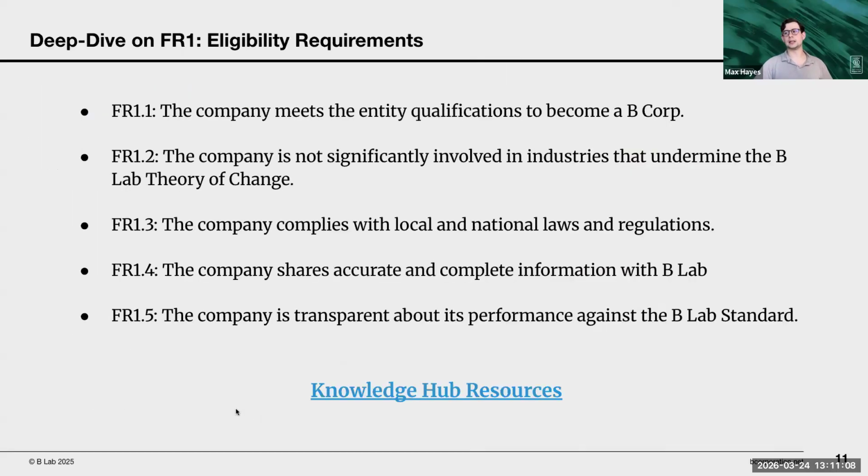But first, I want to go back to the eligibility requirements and really get clear on how we know if my business is even eligible for B Corp certification. So really, these are the 5 requirements that make up FR1, or that eligibility piece. The first one is that the company meets the entity qualifications to become a B Corp. I'll show you all what this looks like in setup, but what this is really saying is we don't certify nonprofits, we don't certify government entities, and we only certify for-profit businesses that operate in a competitive market.